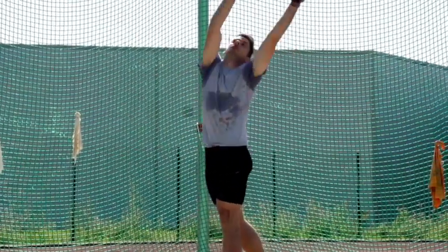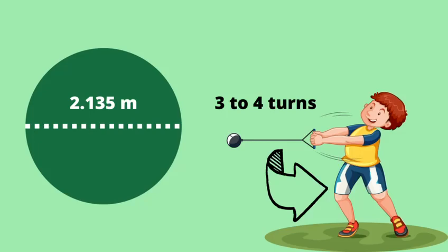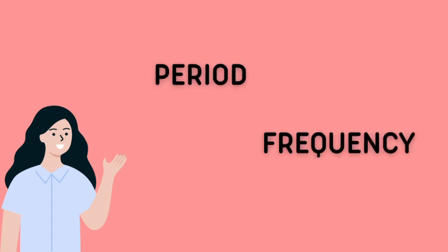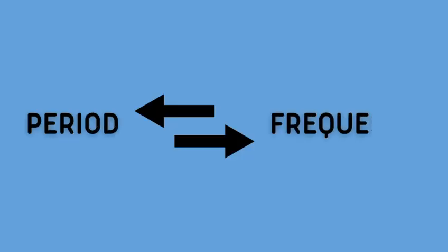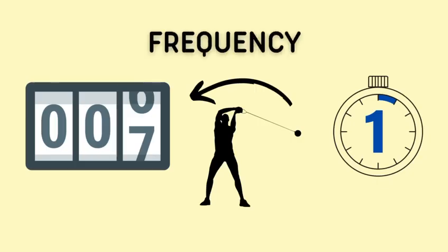This act has to be carried out in a circle with a diameter of 2.135 meters, making 3 to 4 turns. Here, the period and the frequency have to be taken into consideration. The first one refers to the time an object takes to complete a lap. This is reciprocal to the frequency, that is the number of laps that an object makes in 1 second.